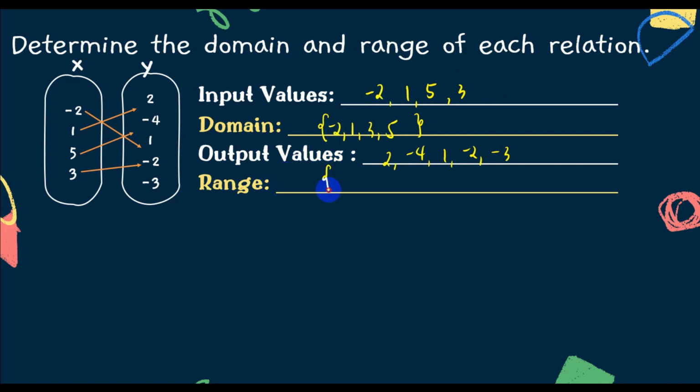Now for the range, again, this is a set. So enclose in braces. Then write it from least to greatest, starting with negative 4, followed by negative 3, negative 2, 1, and 2. So now this is the range of the given relation here.